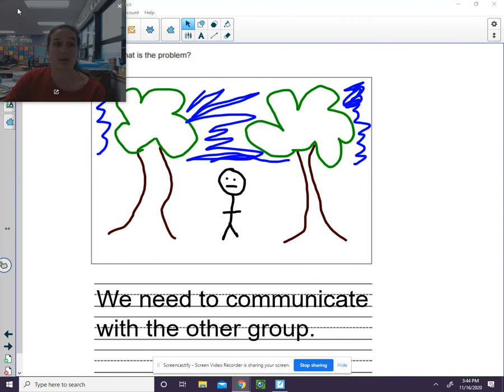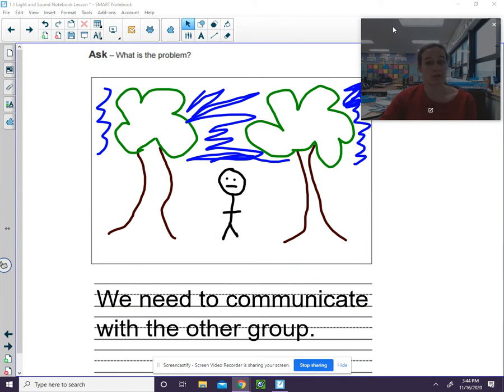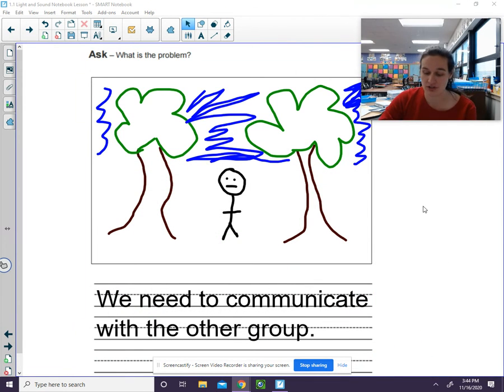Alrighty, so we are going to be going back and we're going to start with the first part of that design process that engineers use. And that first part is to ask, what was our problem? Think back to our story. Angelina, Milo, and Susie were in the woods. Do you remember what happened to them? They were lost.